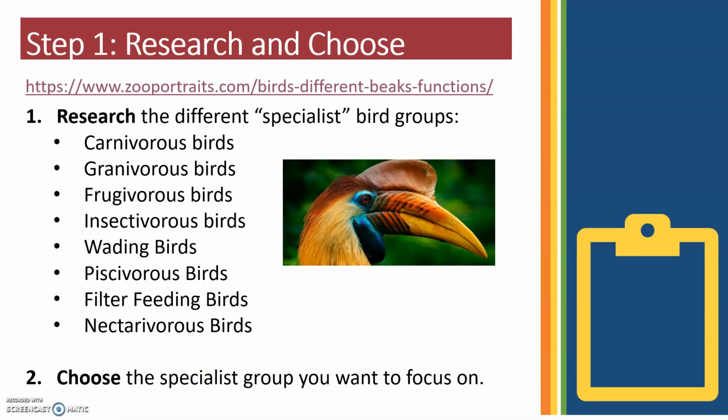Then really do a close read of that particular group and answer the questions appearing on your journal slip for this part of the activity. Based on what you read and the information you gather, you can start thinking about how you might build a prototype that mimics the beak of this bird group. So what are you waiting for? Use the link and gather information about a specialist bird group. I'll wait.